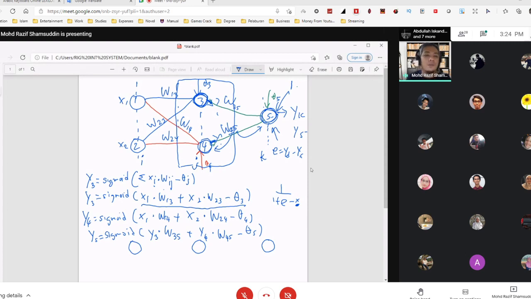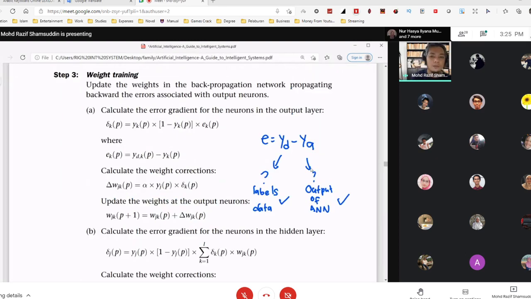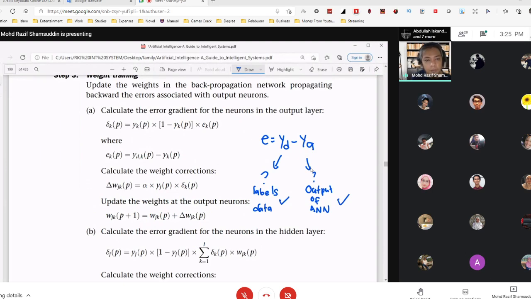So we have to distribute the weight. The activation of the neural network is called forward propagation, because the values that are calculated and activated are propagated forward through the network. Now we want to back propagate the error, so that the error is shared between all the neurons in the neural network. How do we do this? Let's look at step number 3, weight training. The first step is to calculate the error. This is the first step.